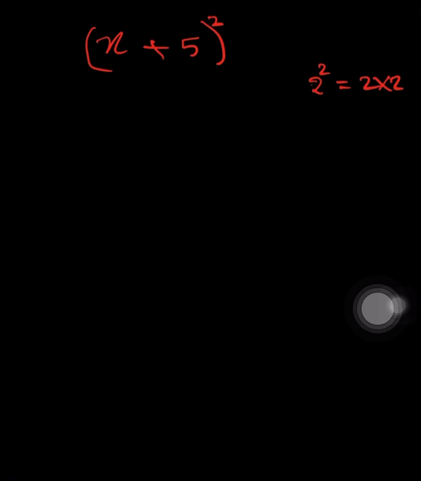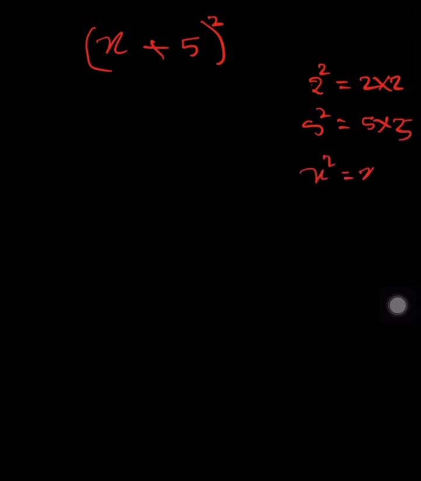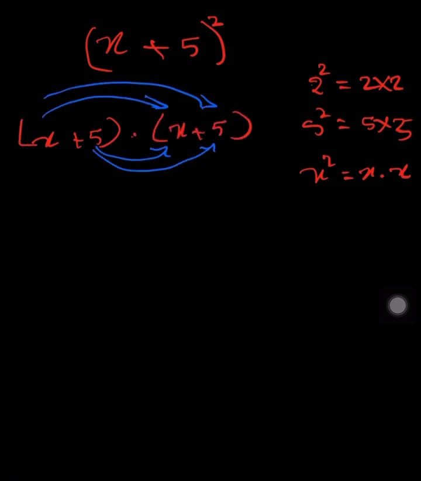So 2 squared is actually 2 times 2, okay? Likewise, 5 squared is 5 times 5, and x squared is basically x times x. When you put anything to the power 2, you just multiply the thing by itself. So x plus 5 all squared is actually the same as x plus 5 times x plus 5, and we can put this in two brackets. In order to find this, we just expand.